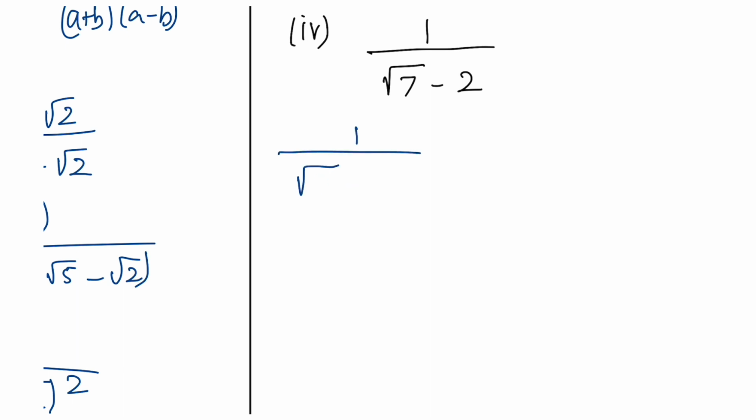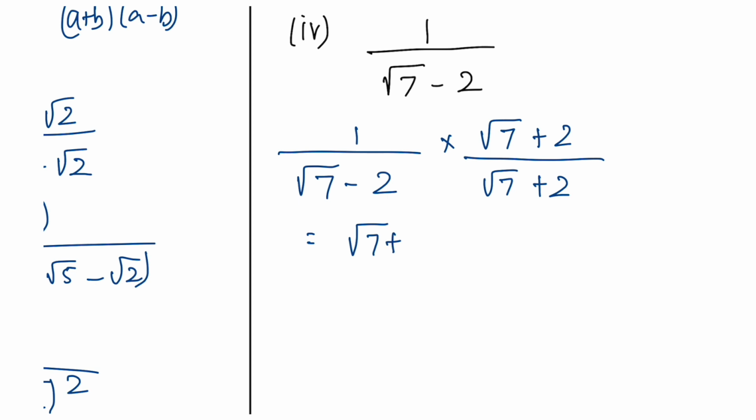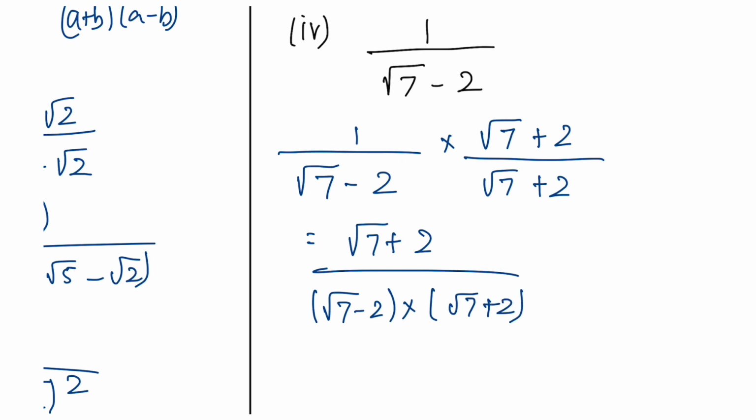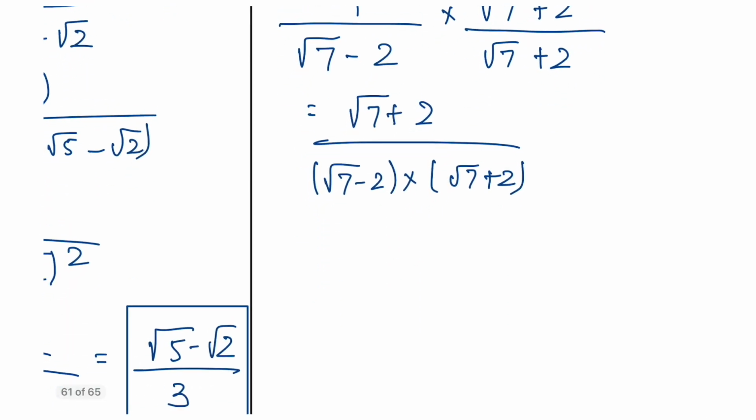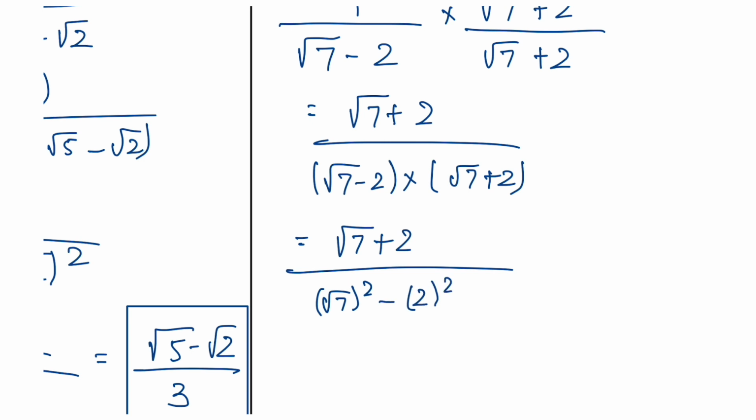It's very easy. So it's root 7 minus 2 and you are going to multiply that with root 7 plus 2 divided by root 7 plus 2, and that is going to give you root 7 plus 2 divided by root 7 minus 2 into root 7 plus 2. I am just rushing through because it's the very same concept. There is no single thing that is new here, so I don't have to explain anything. So it's just root 7 plus 2 divided by root 7 squared minus 2 squared.